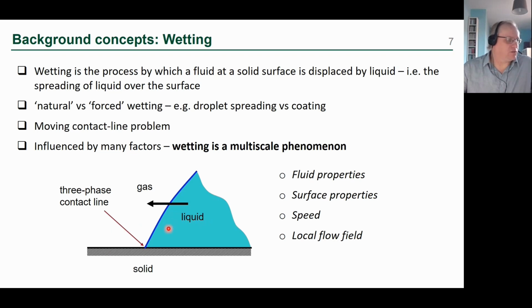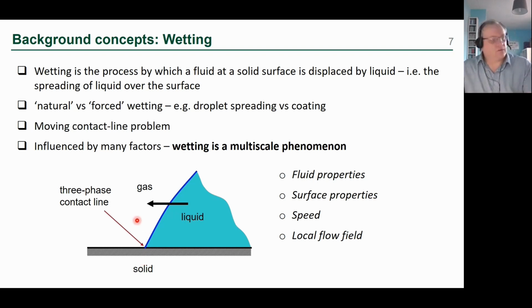And we can make a distinction between forced and natural wetting. If we imagine a droplet that's spreading on the surface, I would call that natural wetting. So that's the situation we've got here in this picture, where we've got the liquid and it's spreading along the surface. So the droplet might have just impacted and it's spreading along. And a key feature is this three-phase contact line where the liquid, the gas and the solid meet.